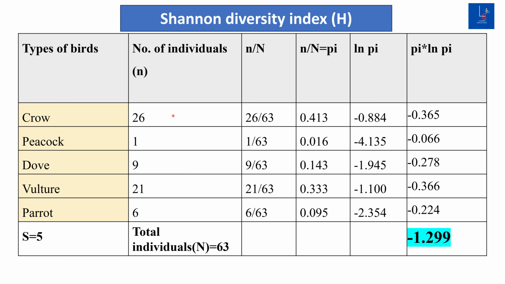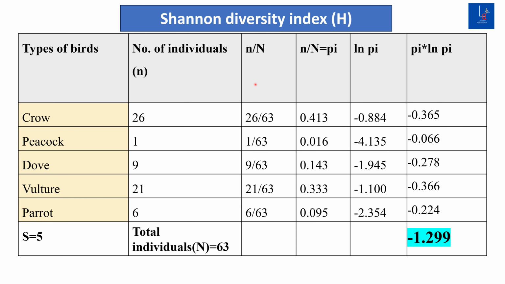Now we need to calculate the total individuals. 26 plus 1 plus 9 plus 21 plus 6 equals 63. Keep in mind one thing: all these individual species numbers are known as small n. And when we add all these numbers, it is capital N, and that is capital N equal to 63.